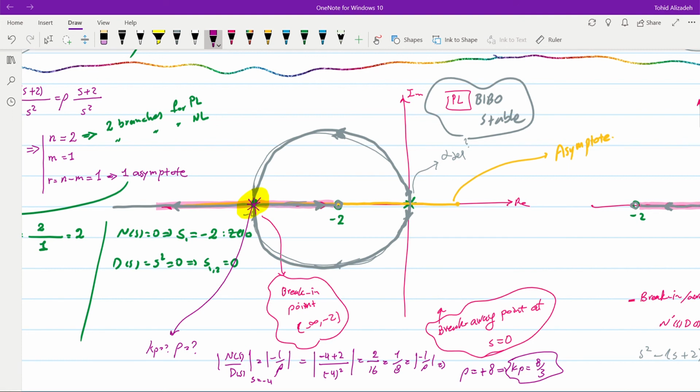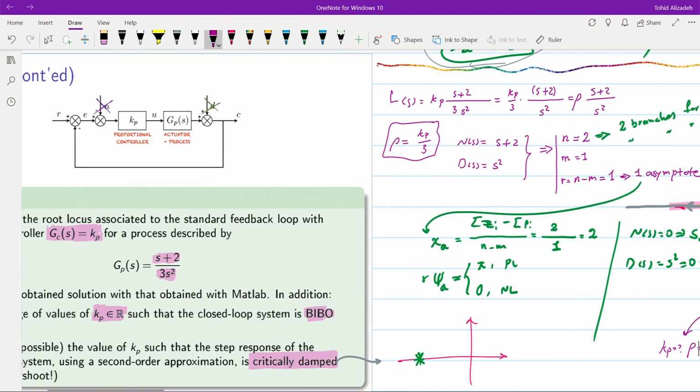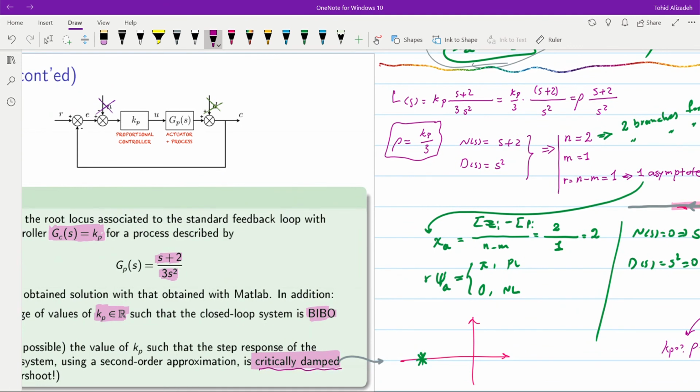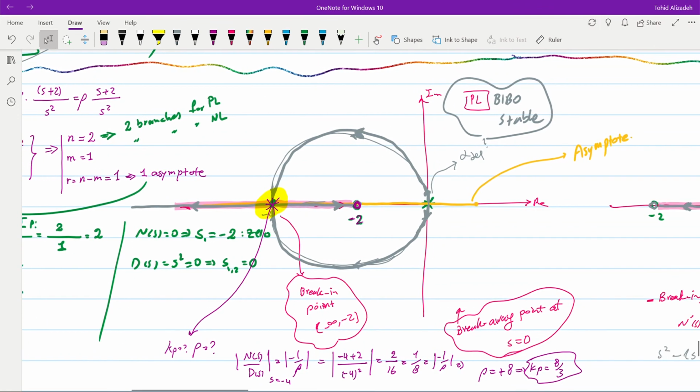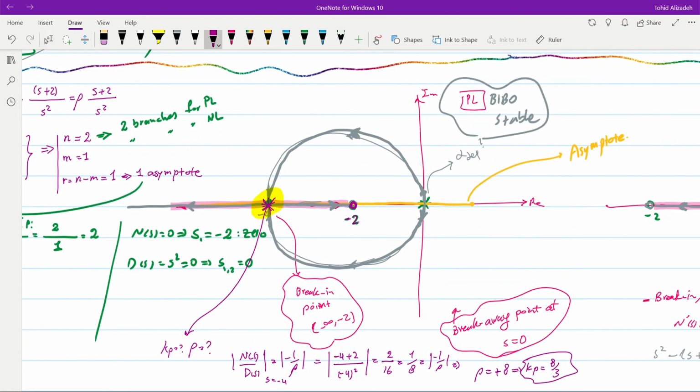but keep in mind that this system has a 0 at minus 2, so you cannot say that the overall system could be approximated as a critically damped second order system. So we can't have that exact approximation, but if you want to have the closed loop poles at the point minus 4, this is the value of Kp that we need to have. Okay, 8 over 3.